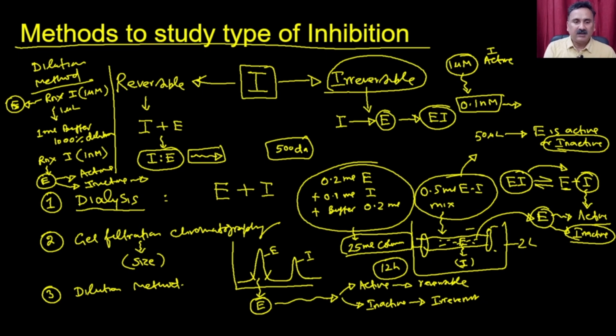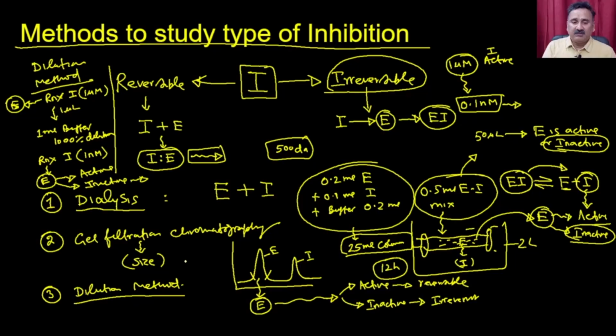So the dilution method is done once you have the confirmatory tests from the dialysis as well as the gel filtration chromatography. The dilution method is a quick method, because dialysis will take 12 hours and gel filtration chromatography also takes some time, but with the dilution method you just set up the reactions, take the 1 microliter, put it into 1 ml, mix it, and then take a small aliquot and check whether the enzyme is active or inactive. If the enzyme is active, the inhibition is reversible.